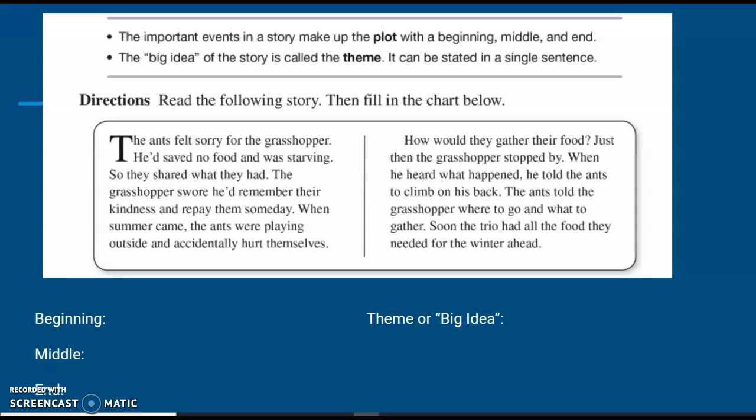If you would like, you could practice your oral reading fluency with this passage as well.